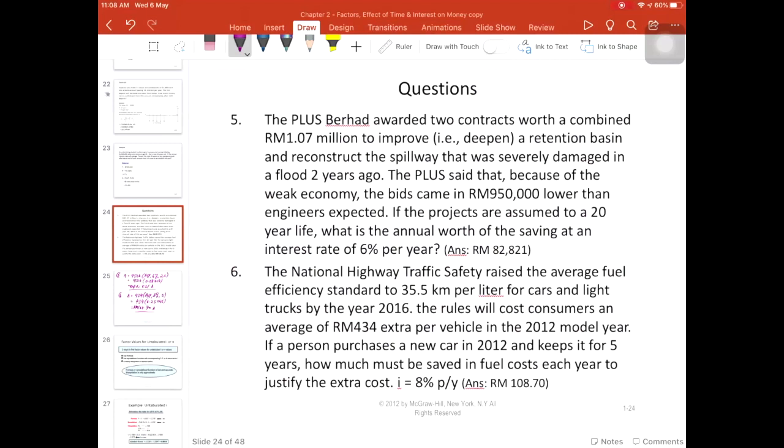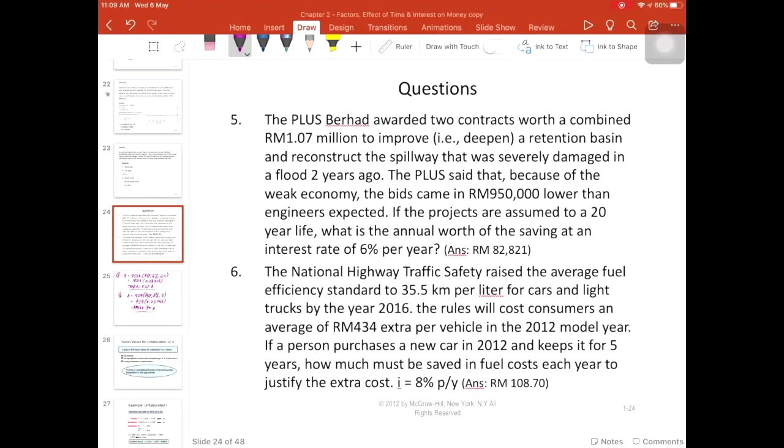Okay, please understand the question. The plus Berhad awarded two contracts with a combined 1.07 million to improve a retention basin and reconstruct the spillway that was severely damaged in the flood 2 years ago. The plus said that because of the weak economy, the bids came in 150,000 ringgit lower than engineers expected. Sometimes you have to know the wording too. The wording is lower than engineers expected. That means we have to compare with the 1.07 million, correct?